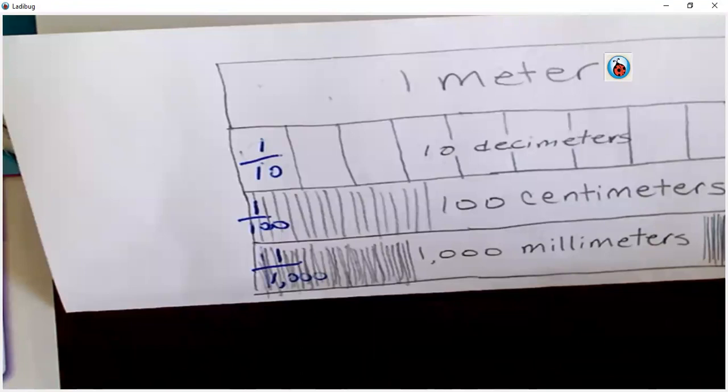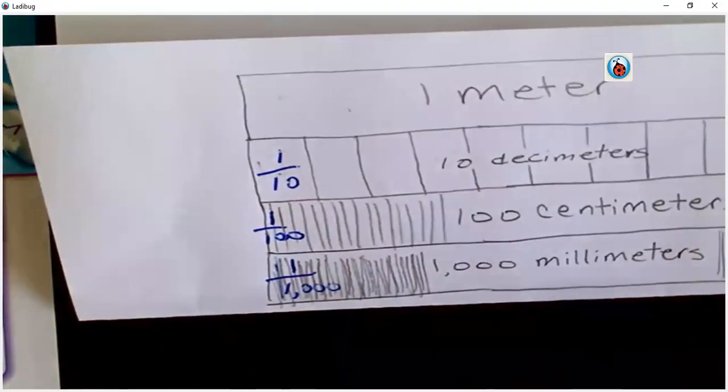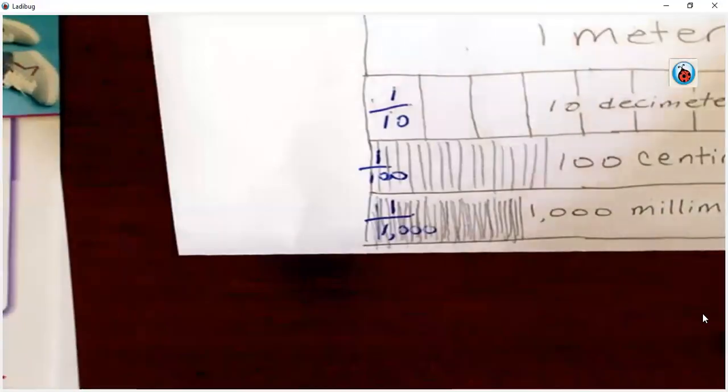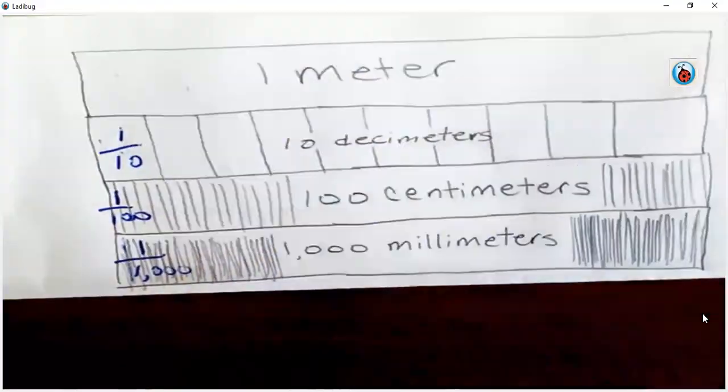Hi, boys and girls. I can't tell if this is recording or not, but I think it is. Okay, I'm going to pause it. Okay. Hi, boys and girls. Okay, let's start this again.